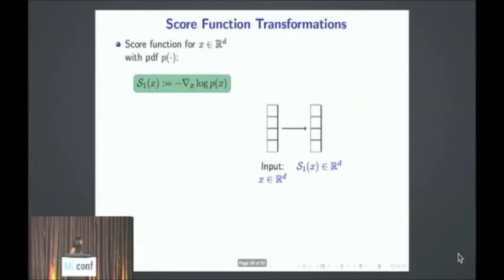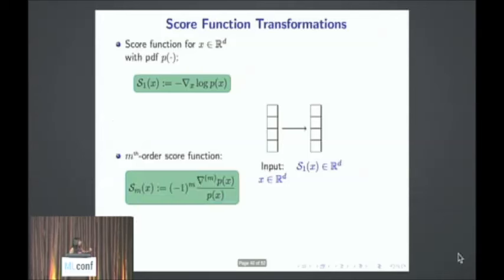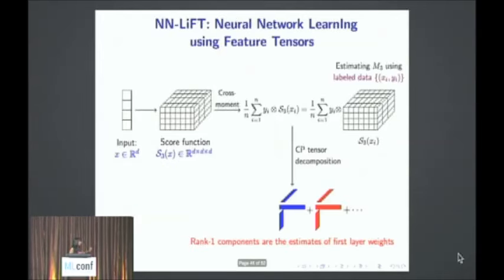So let me skip this. It involves these probabilistic models and the score functions, and we have the framework. There's more details in the papers. But the main idea is that I'm turning the problem of training a neural network into one of tensor decomposition. So I obtain the weights of my first layer through tensor decomposition, and then I can recurse.